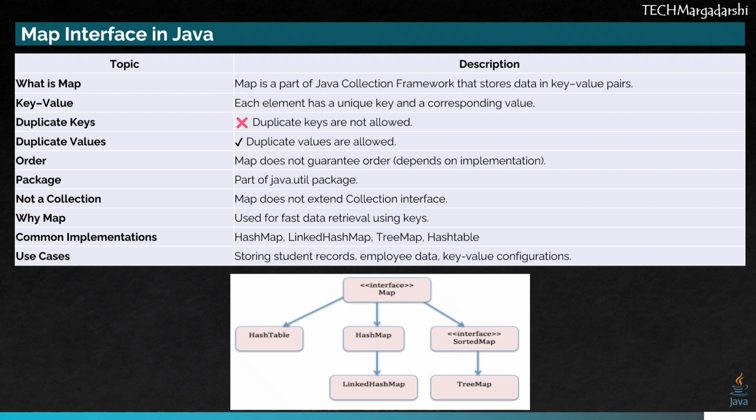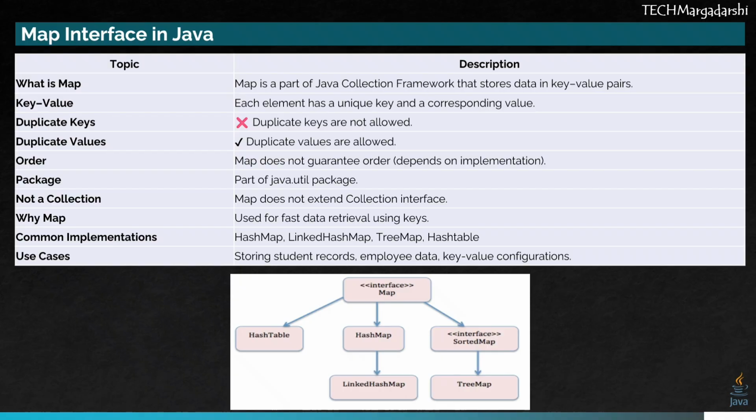Unlike list and set, map does not guarantee any order. This depends on the specific implementation used. Map belongs to the java.util package, but it is important to note that it does not extend the collection interface, making it different from other collection types.